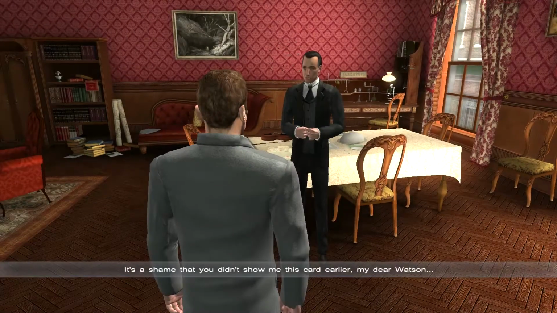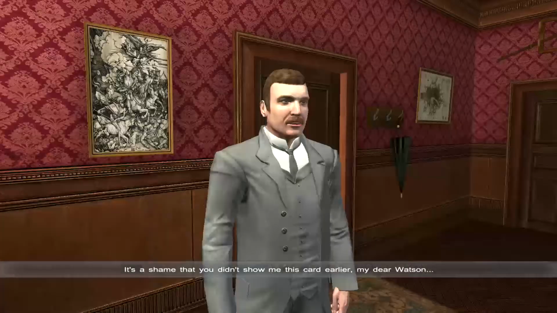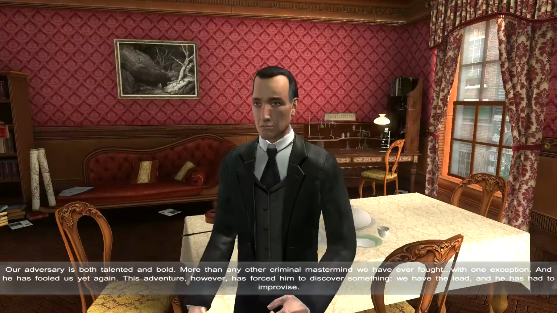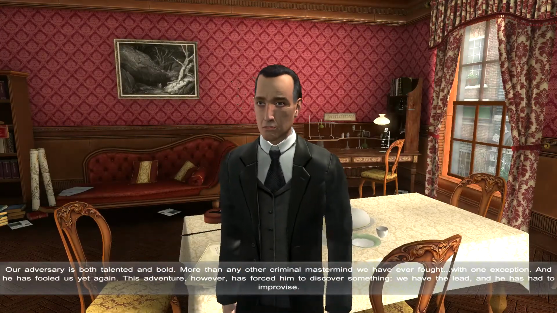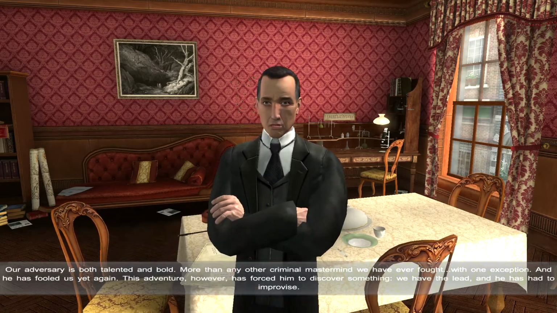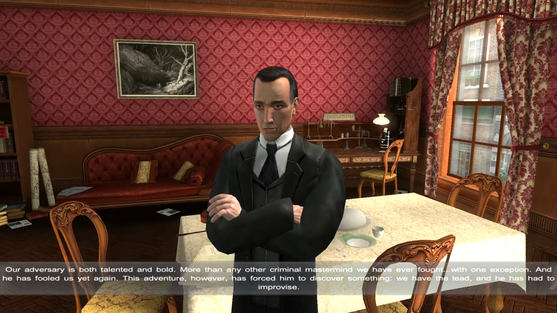It's a shame that you didn't show me this card earlier, my dear Watson. Our adversary is both talented and bold, more than any other criminal mastermind we have ever fought, with one exception, and he has fooled us yet again. This adventure, however, has forced him to discover something. We have the lead, and he has had to improvise.